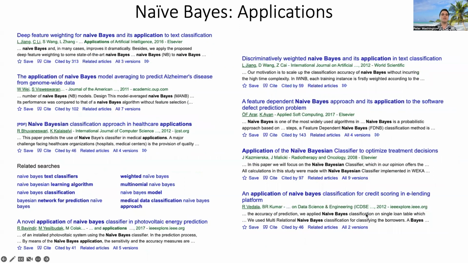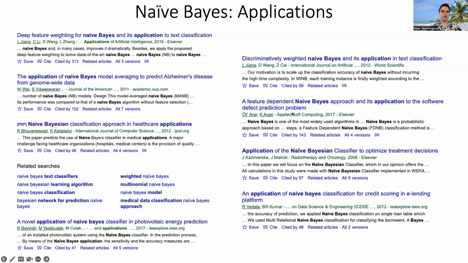Naive Bayes, of course, spam classification, but text classification in general, predicting Alzheimer's disease from genome data. That's a cool application. Energy prediction, more text classification. It seems to be used a lot in NLP. Credit scoring and e-lending, treatment decisions, software defect prediction.